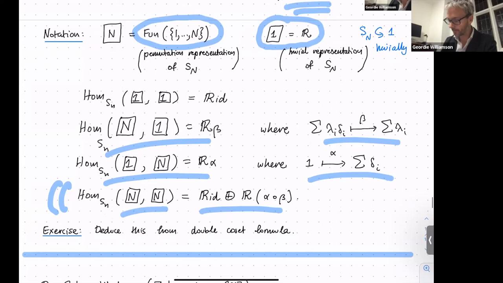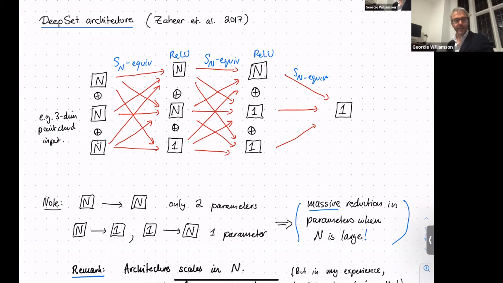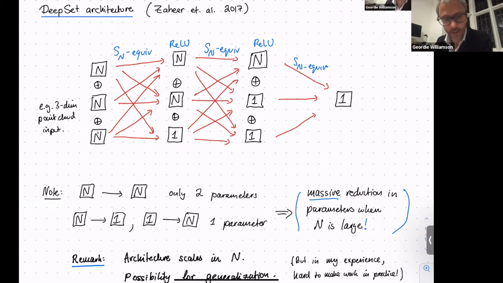And if you write down our blueprint, you get exactly the Deep Sets architecture that's very popular and advocated by Zaheer et al. in 2017. So for example, here's our three-point coordinate in our birds example. We take some number of copies of n in the trivial representation, down to here. And now notice that from here to here, we only have a two-dimensional space of parameters rather than an n squared space of parameters. So there's a massive reduction in parameters.